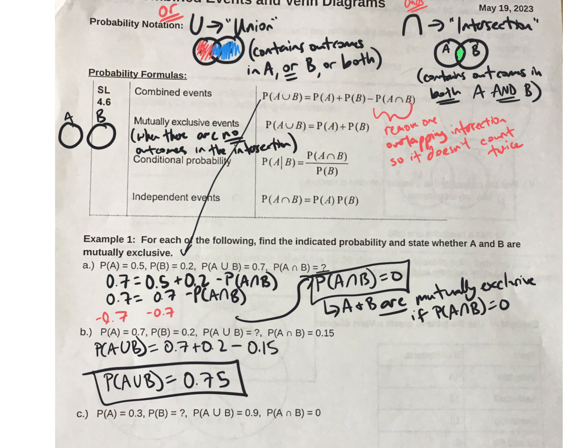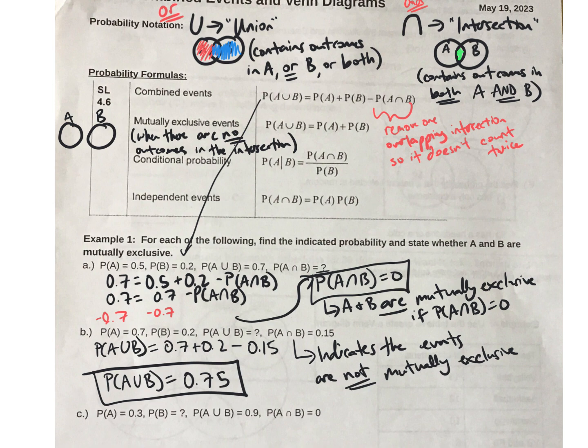And because we are told right here that the probability of A and B is 0.15, that means that these events are not mutually exclusive because it's not equal to 0. So let's write that. So this indicates the events are not mutually exclusive. They're only mutually exclusive if the intersection is 0.